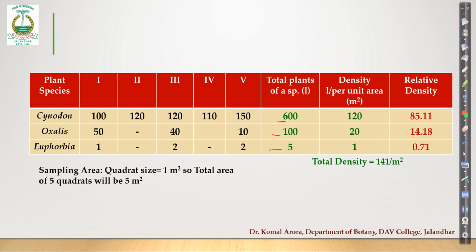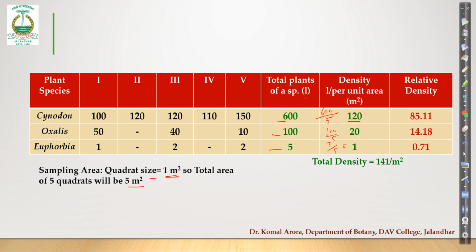So density is the number of plants per unit area. If we designate the number of plants with L, it is divided by the unit area. Suppose each quadrat size is 1 meter square and you lay a total of 5 quadrats; that means the area under consideration is 5 meters square. So this will be in the denominator. So you have the total number of Cynodon plants in all quadrats divided by the area, and this gives you the value 120. Then for this it is 100 upon 5, and for this it is 5 upon 5. So you get the answer 1.